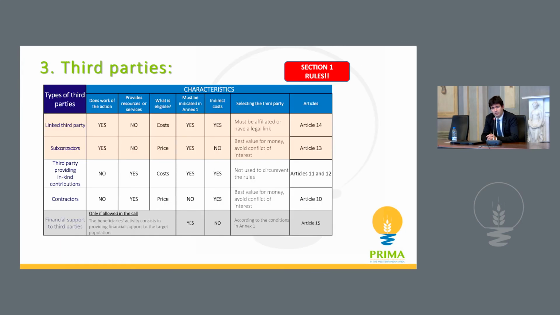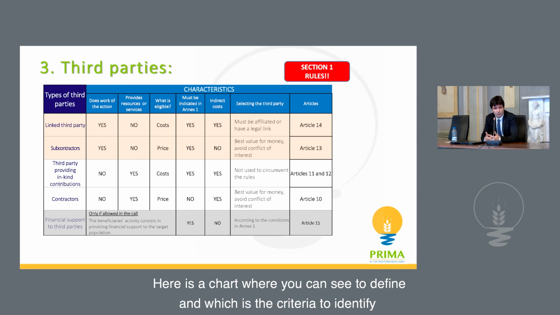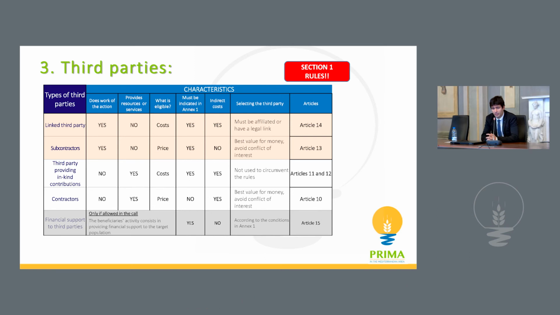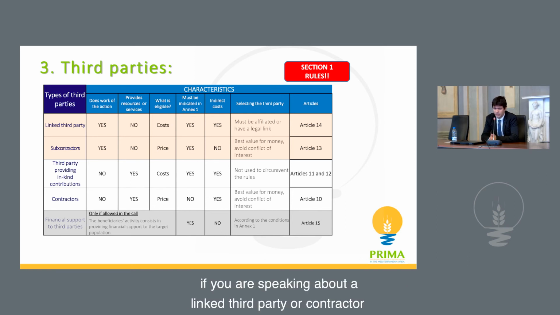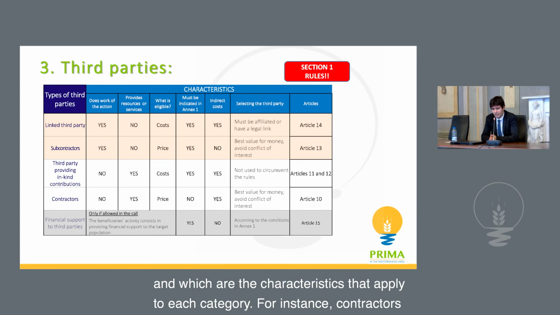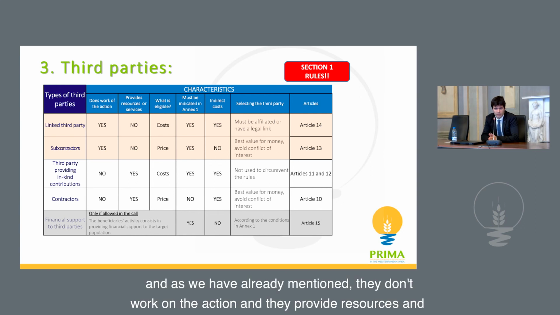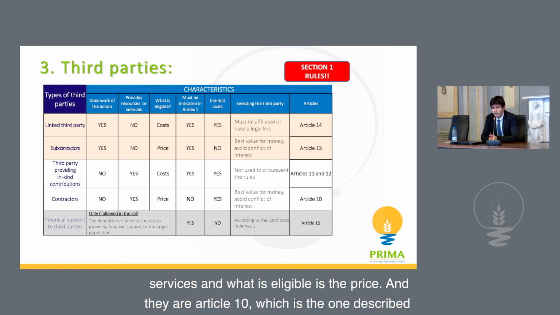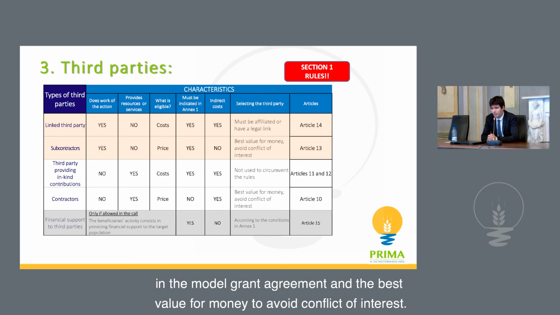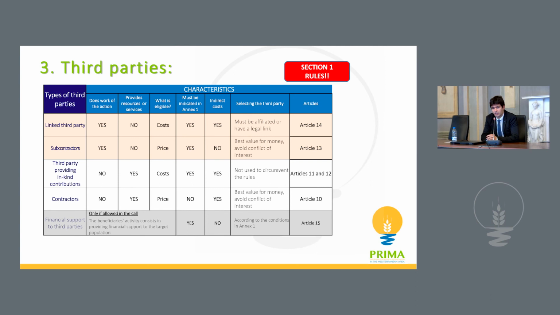Next, please. Here is a chart where you can see the criteria to identify if you are speaking about a linked third party or a contractor, and the characteristics that apply to each category. For instance, contractors, as we have already mentioned, don't work on the action; they provide resources and services, and what is eligible is the price. And Article 10, which is described in the Model Grant Agreement, requires the best value for money to avoid conflict of interest.